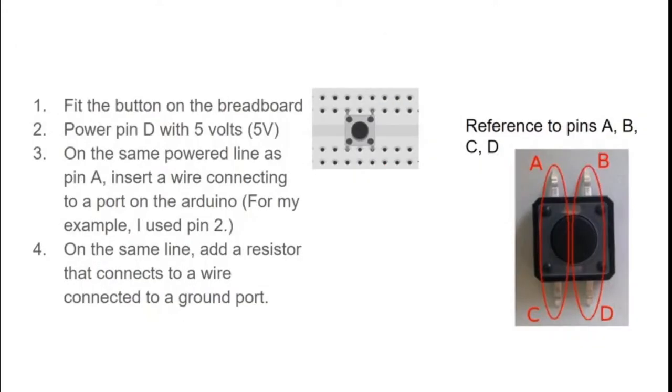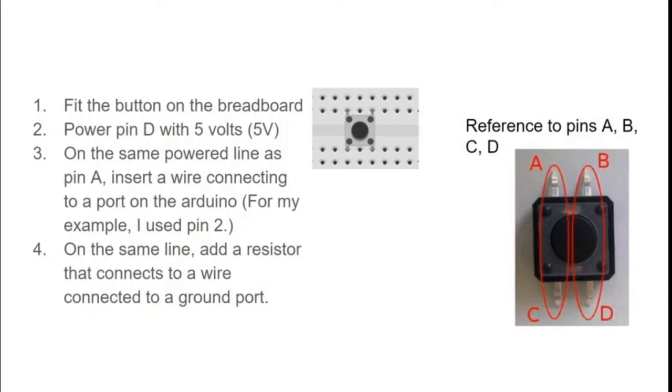Next, we need to put the button. Use the image as an example. It should go between the big gap in the middle of the breadboard. Then you need a power pin D with 5 volts. In other words, you get a wire that is connected to 5V on the Arduino and below pin D.